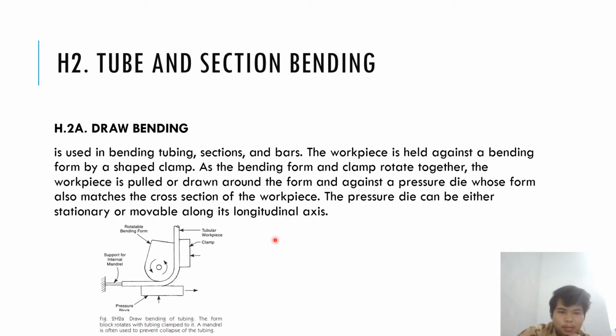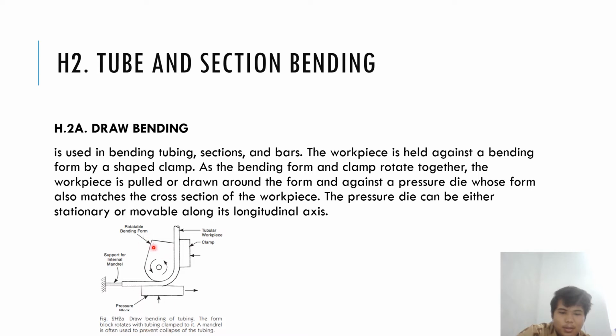Tube and section bending. Draw bending is used for bending tubing, sections, and bars. Like we talked about before, the workpiece is held against a bending form by a shaped clamp. As the bending form and the clamp rotate together, the workpiece is pulled or drawn around the form and against the pressure die, whose form also matches the cross-section of the workpiece. The pressure die can be either stationary or movable along the longitudinal axis.